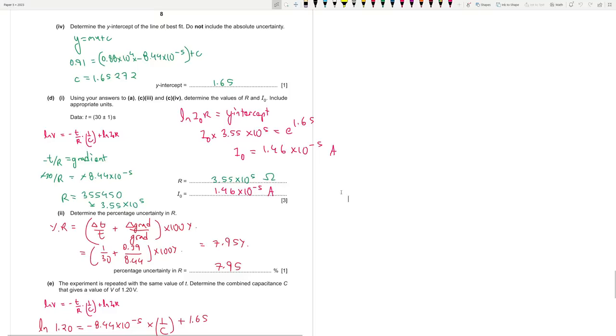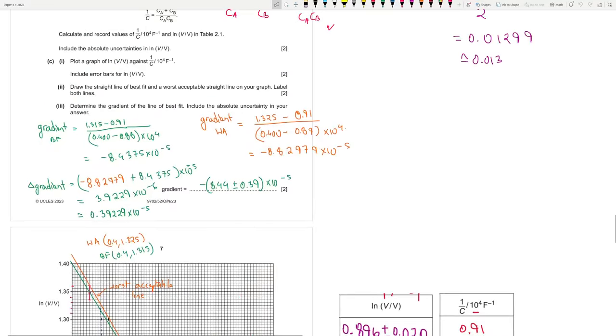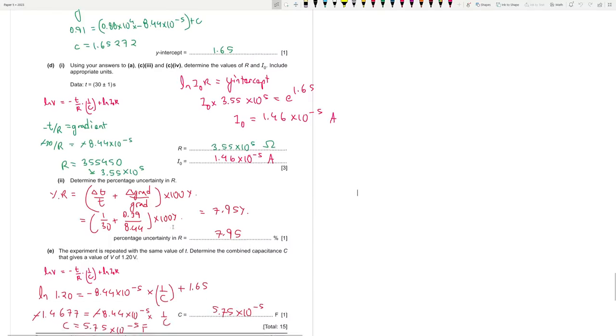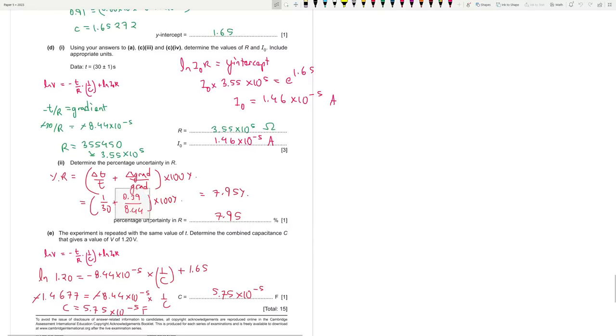Okay. Next, percentage uncertainty in R. What does R depend on? It actually depends on the y-intercept and I naught. Sorry, my bad, R depends on the gradient and t. So this is the uncertainty of gradient, 0.39 by 8.44, and the uncertainty of t is 1 by 30. So just write those down times 100%. I get 7.95%. That is 1 by 30 plus your del gradient by gradient, times 100%.